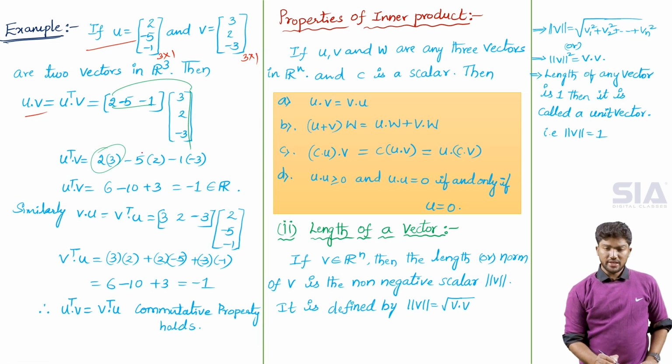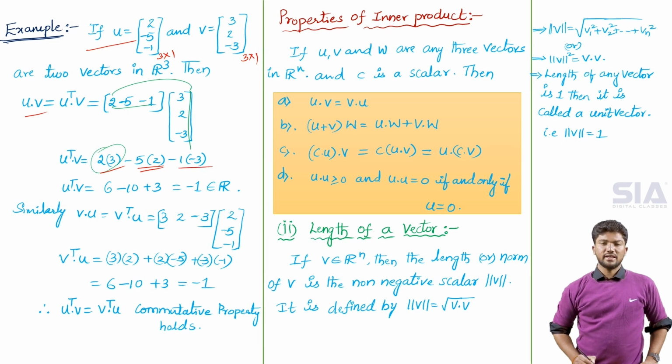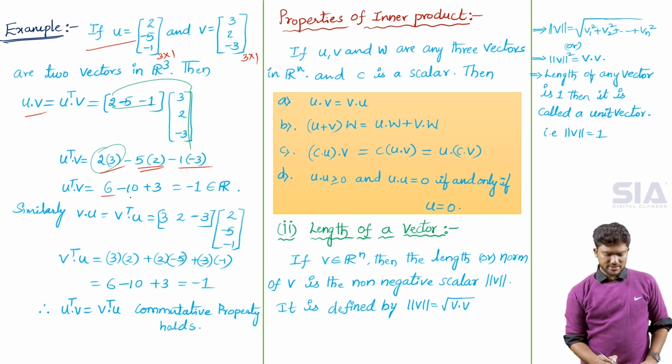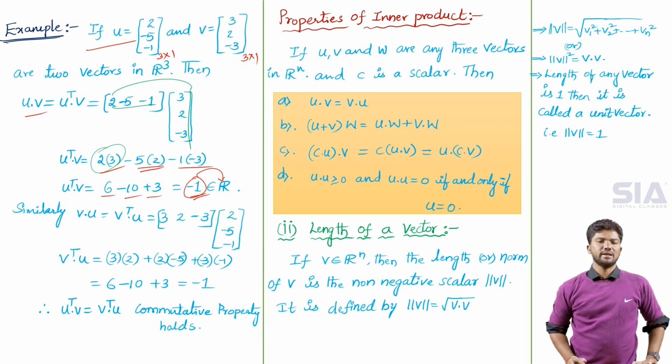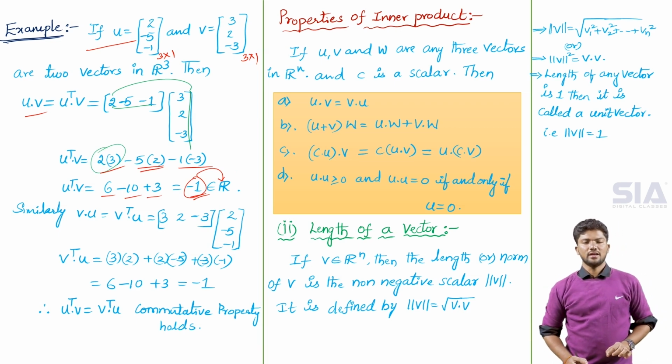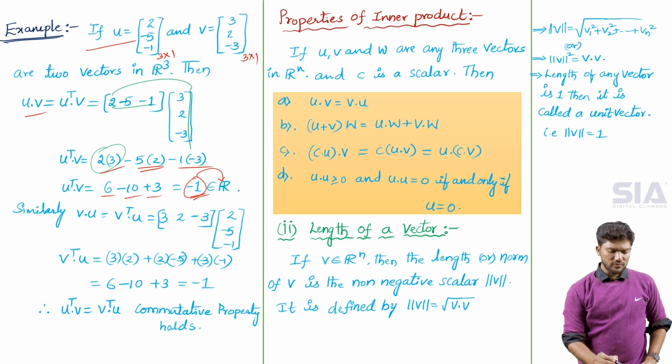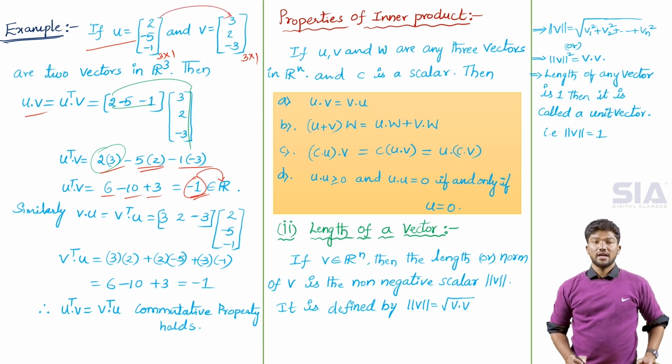Then you can get that value. So 2 into 3 minus 5 into 2 and minus 1 into minus 3. Then you will get 6 minus 10 plus 3. So 6 plus 3 is 9, 9 minus 10 is equal to minus 1. Here minus 1 is one real number. That real number is a scalar. So the inner product of these two column matrices is equal to minus 1.